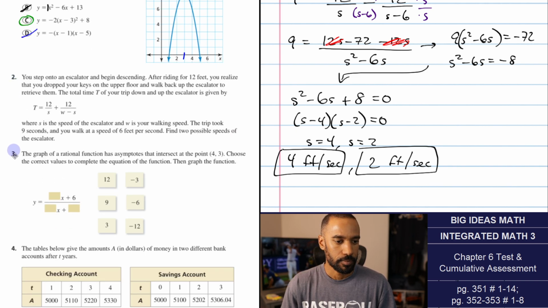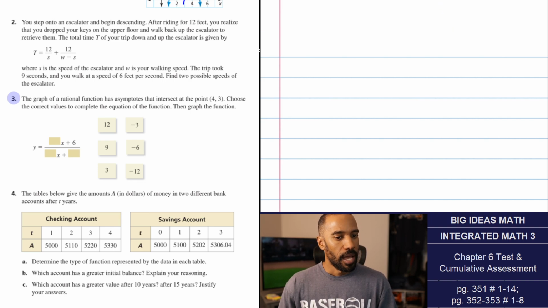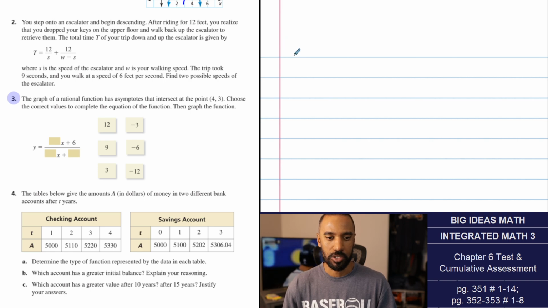Number 3. The graph of a rational function, chapter 6. The graph of a rational function has asymptotes that intersect at the point (4, 3). Choose the correct values to complete the equation of the function, then graph the function.